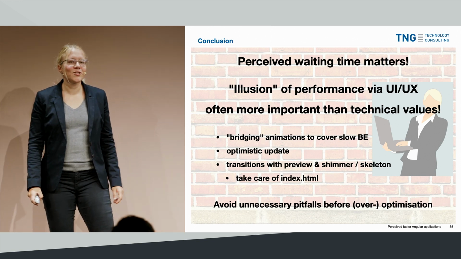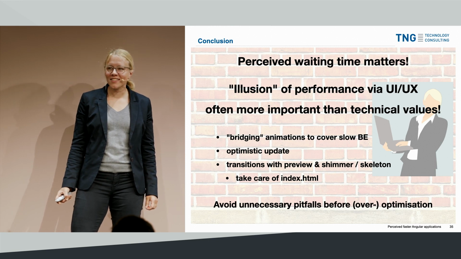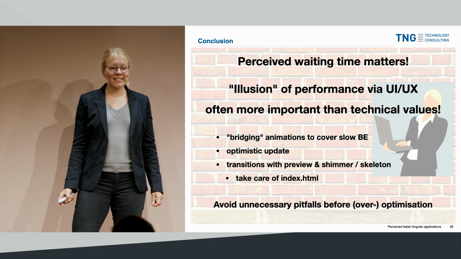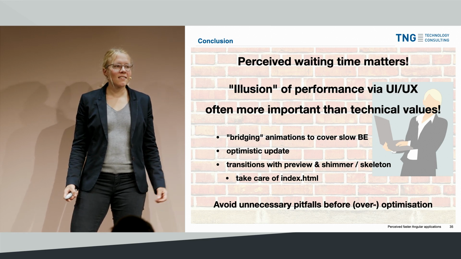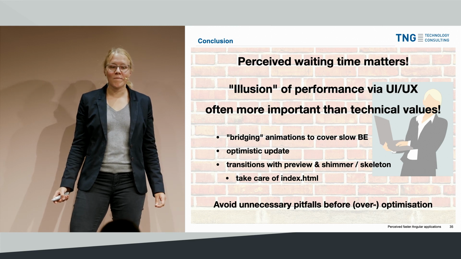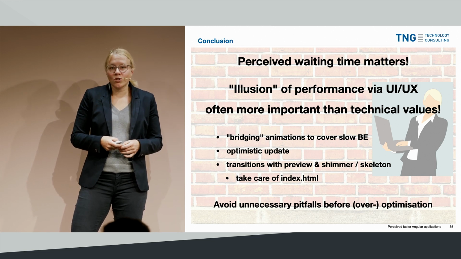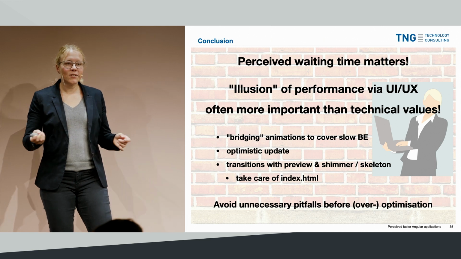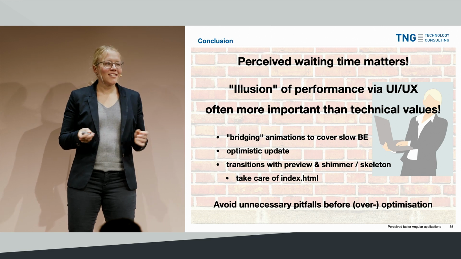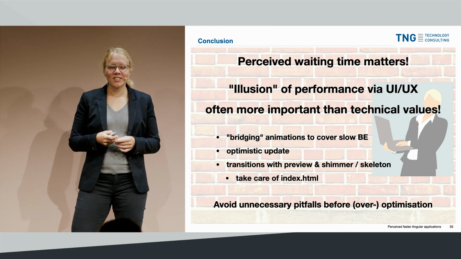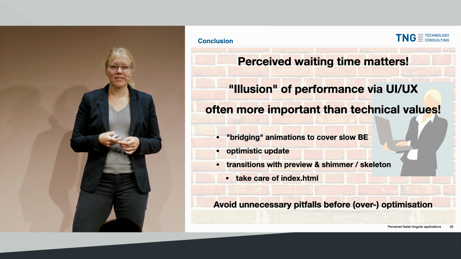So let me summarize for today. I hope you realized that perceived waiting time is what matters. It's not only the technical part, and it's important to keep, for a nice user experience, the illusion of having a performant web page. We can do so by using bridging animations, also to cover slow backends. We can use optimistic updates and do some transitions. And please take care of index HTML or some initial content. We can do so, for example, with shimmer or skeleton animations.